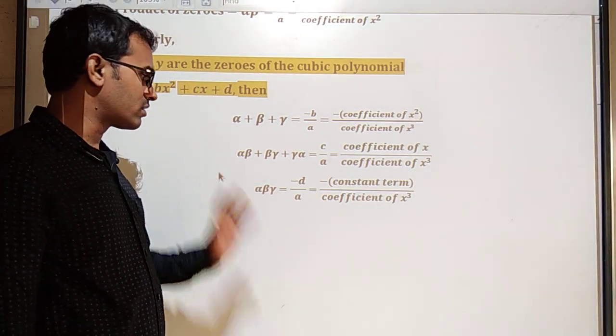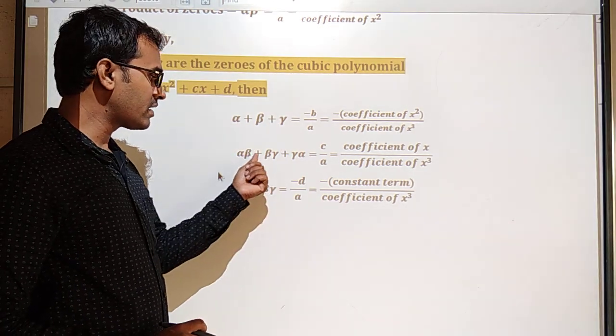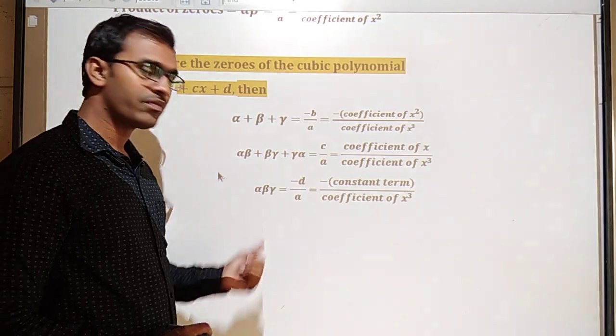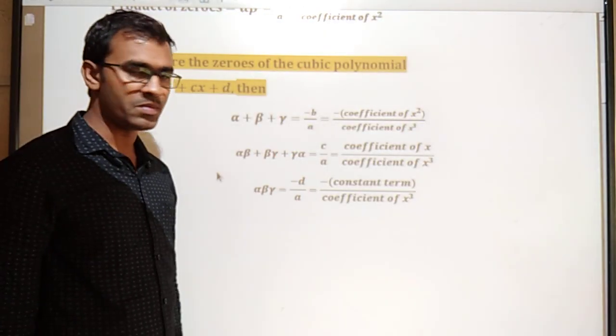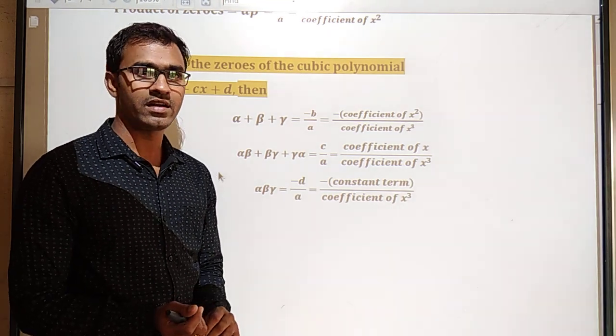This formula is important when solving the problems. Alpha plus beta plus gamma, alpha beta plus beta gamma plus gamma alpha, and alpha beta gamma. Remember all these formulas, they are important while solving the next exercise.